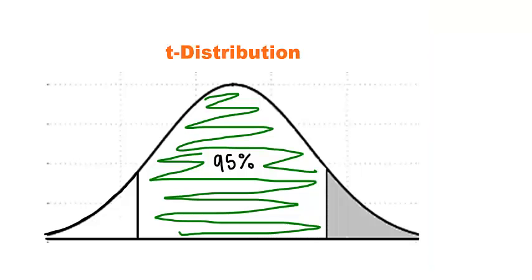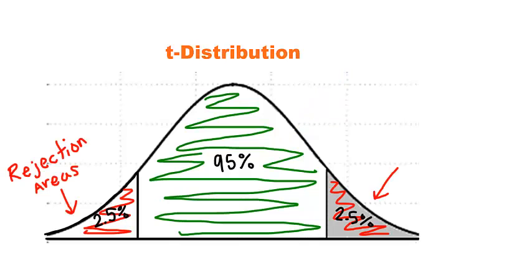So let's look at the t-distribution. Here, the green area is where 95% of the area lies. Most of the scores will be there. The rejection area, again, the red area is 2.5% on each tail. And let's think about if we had a sample size of 2. Very, very small sample size.